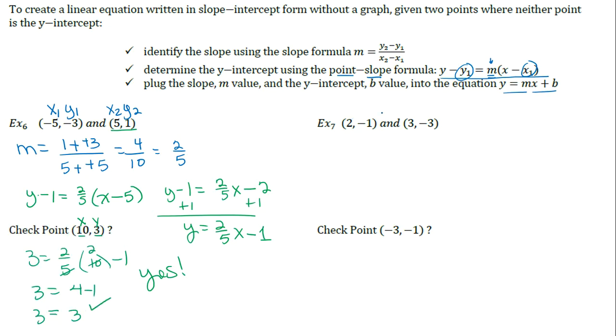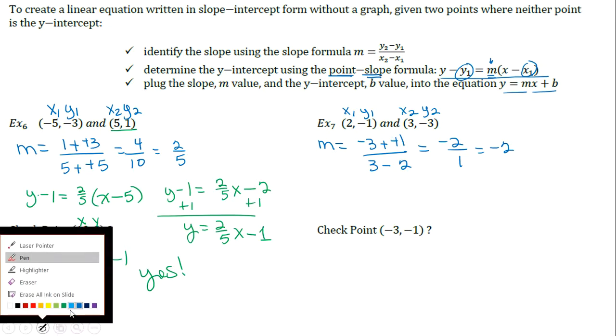So we do not have the y-intercept, so that tells me I need to use point-slope form. We're going to find our slope first. y2 minus y1, x2 minus x1. So our slope is -2. Now let's use point-slope formula.